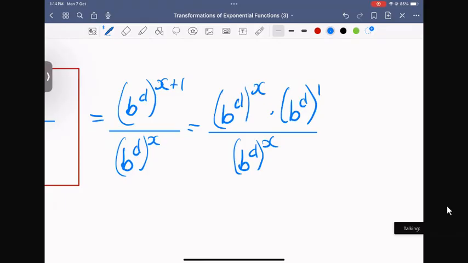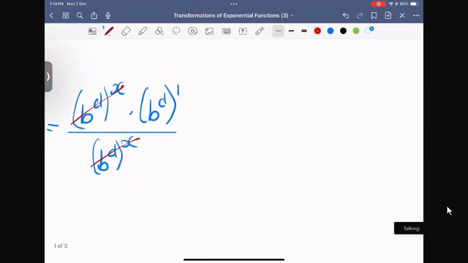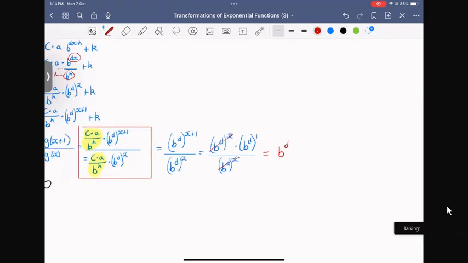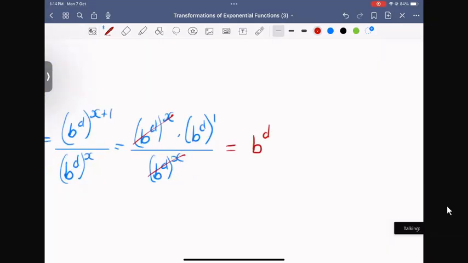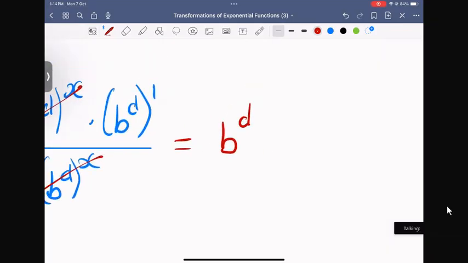Now, we're going to be able to simplify further because we've got common factors here. These two factors can cancel. So our common ratio is simply going to be b to the power of d. This is why, if we remember back at the beginning, c has no effect on the proportionality factor. h has no effect on the proportionality factor. k completely eliminates it and means there's no proportionality, and d will have this effect on it. The new proportionality factor will be b to the d.